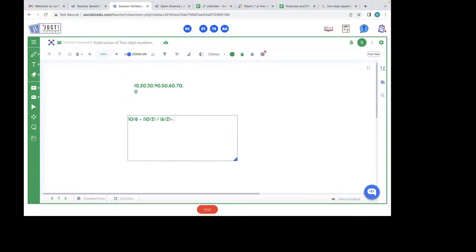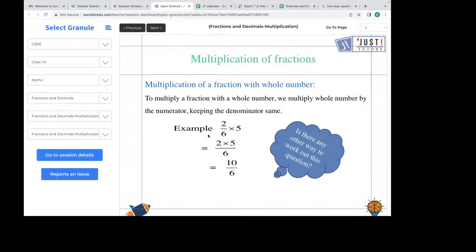Okay, so 10 divided by 2 is 5 and 6 divided by 2 is 3. So 10/6 को हमने इसके सिंपलेस्ट फॉर्म में कन्वर्ट कर दिया है और वो जो फ्रैक्शन हमें मिला है वो है 5/3. So 5/3 is the answer of the question we had here in the simplest form.